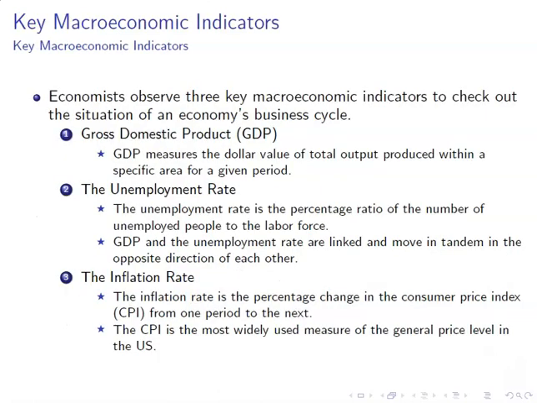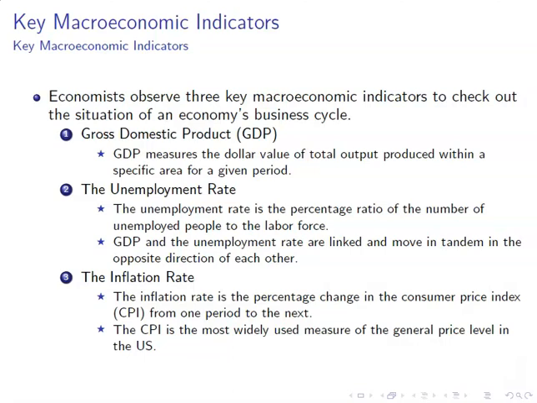Alright, let's talk about key macroeconomic indicators. Economists observe three key macroeconomic indicators to check out the situation of an economy's business cycle. The macroeconomic indicators are GDP, the unemployment rate, and the inflation rate.